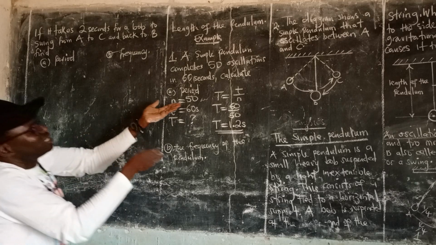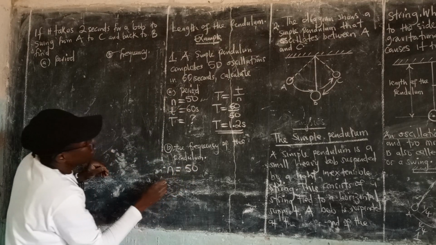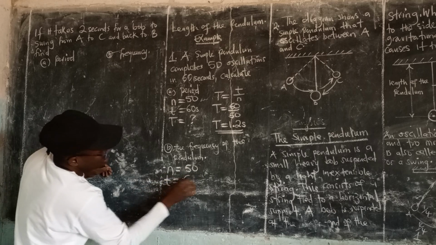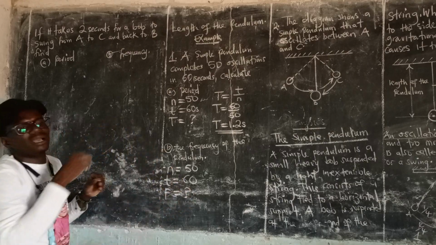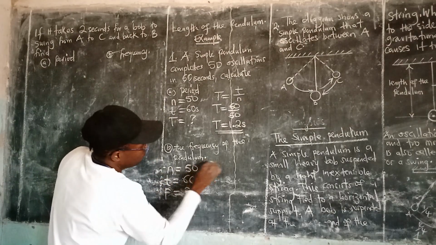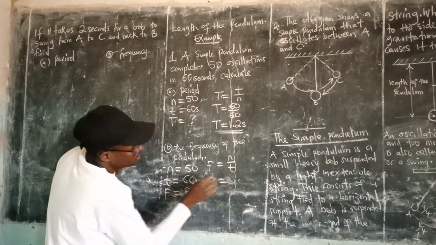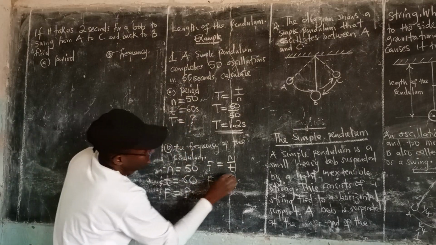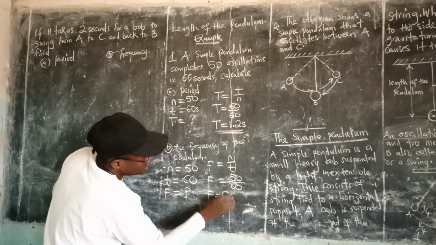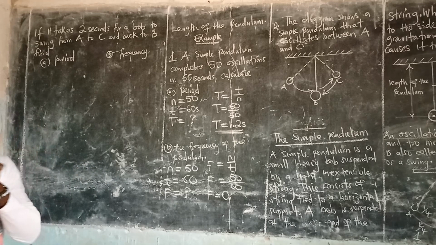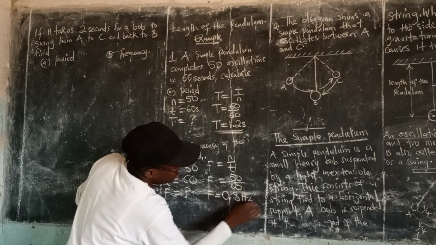Frequency. Again, we've got the data there. N is equal to 50, then t is equal to 60. That means that f is equal to question mark, we don't know. It means f is equal to N over t. Which means f is equal to 50 divided by 60, which means f is equal to 0.8. 0.8 what? Yes, hertz is there.